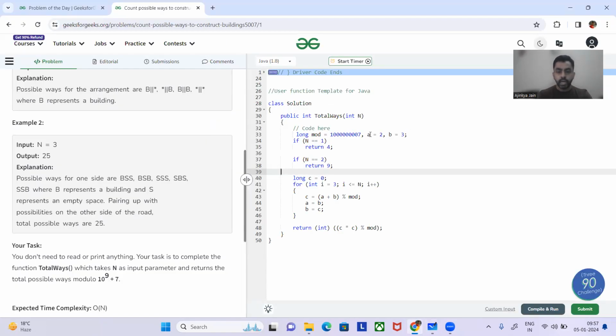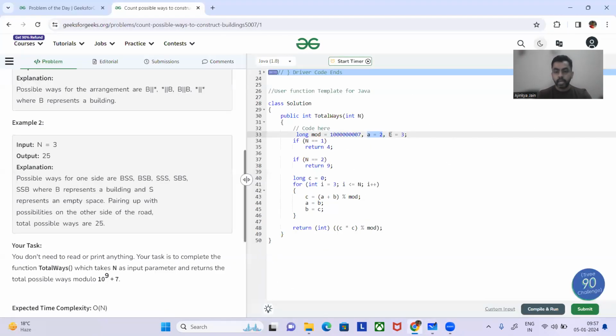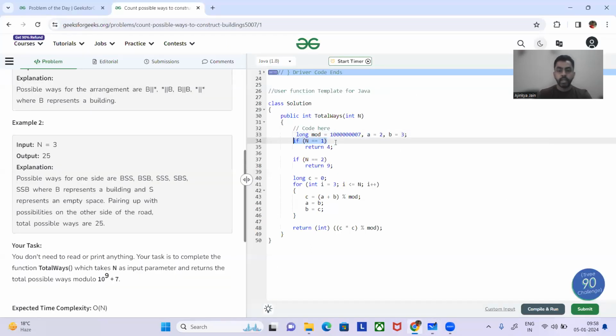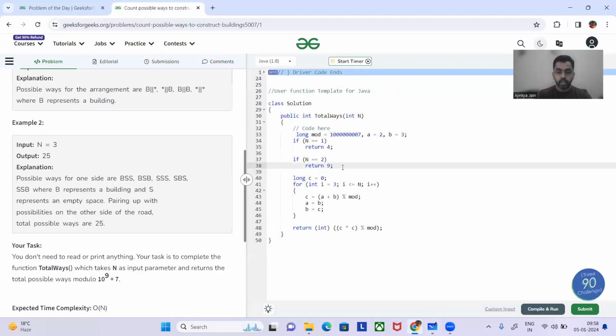So what we're going to do: when n equals 1, we saw it is 2, and n equals 2, it is 3. If n is 1, then we return 2 into 2, that is double, because we have to consider both sides of the road. When n equals 2, we are returning 9, that is 3 into 3, because on both sides of the road we return 3 into 3.